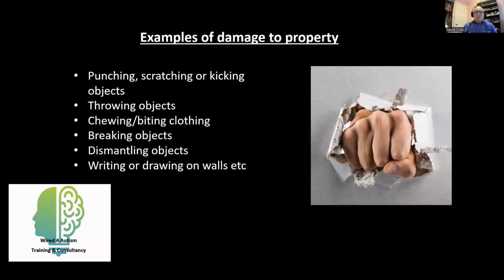Other examples: punching, scratching or kicking. Damage to property can include punching, scratching, kicking objects, throwing objects, chewing or biting clothing. Very frequent. When my children were at school, all of their school uniforms had lots of bite marks around the neck, or their sleeves, and the bottom of the sleeves. On a couple of occasions my daughter tried to flush her school uniform down the toilet, so that way she couldn't go to school.